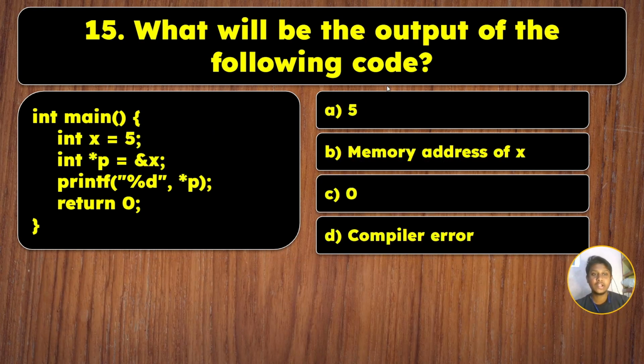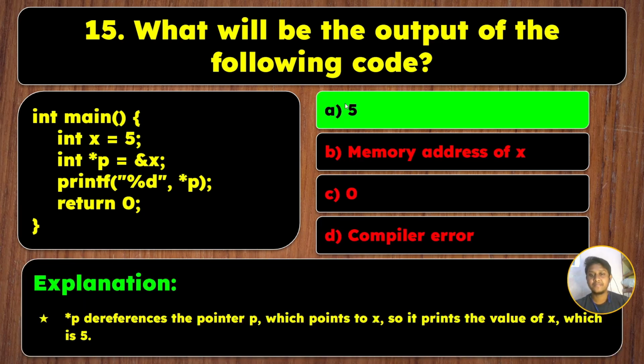What will be the output of the following code? We have started our main method, and after that we have an integer type variable x, which is assigned 5, and after that we have a pointer p, which holds the address of x. So here p is storing the address of x, and after that we are simply printing star p and return 0. So you can guess what can be the correct answer. Option A is 5, option B is memory address of x, option C is 0, option D is compiler error. So here the correct answer will be 5.